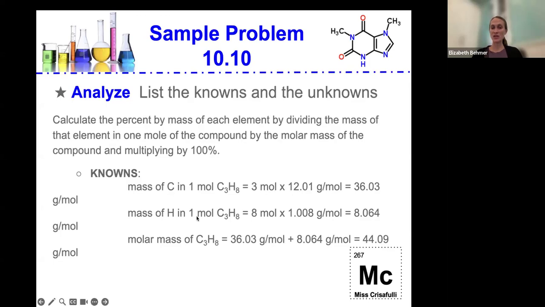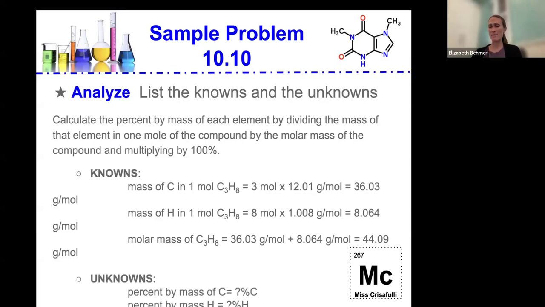The mass of hydrogen in 1 mole will be 8, because we have 8 hydrogens in propane, times its molar mass taken from the periodic table, to equal 8.064 grams per mole. So the molar mass of propane will be 36.03 grams per mole plus our hydrogens, 8.064 grams per mole, so the total mass of that compound is 44.09 grams per mole. The unknowns that we're trying to find are the percent by mass of carbon and the percent by mass of hydrogen.